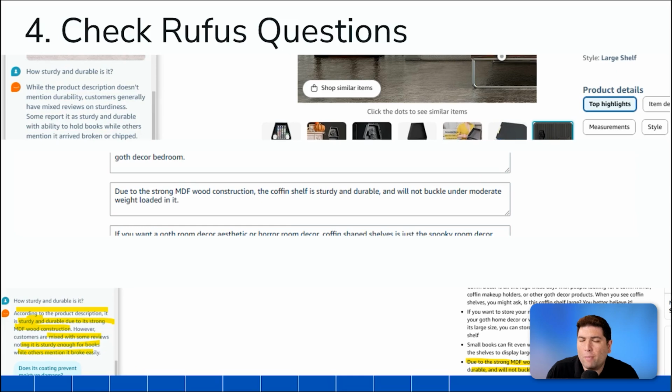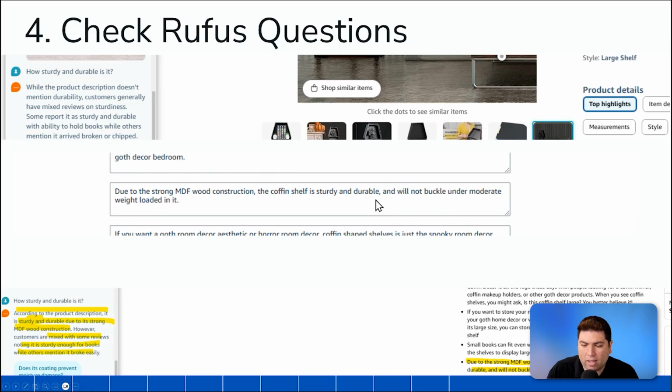For example, on one of my listings, one of the questions that came up was, how sturdy and durable is it? The answer it gave was that the product doesn't mention durability, but customers have mixed reviews. Some people say it's sturdy, but a lot of people also say it arrives broken. I didn't want that to show up if somebody clicks this in Rufus. So what did I do in this listing? I changed one of the bullet points to say this is a very sturdy and durable product.